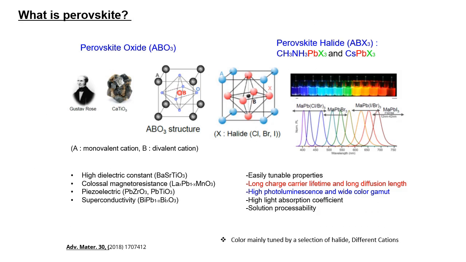You may already know that perovskite is recently a very hot and emerging material for light-emitting devices and solar cells, and mostly they use halide perovskite.